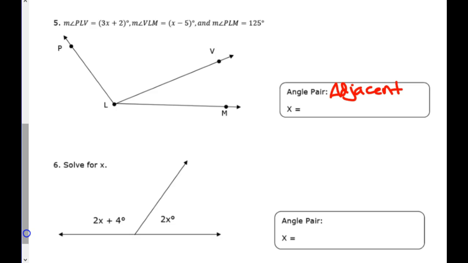So notice it says angle PLV. So notice from P to L to V, those 3 letters, those 3 points make my angle. So that's going to be this angle right here. Okay, I'm going to do 2 arcs for that one. It is labeled as 3x plus 2, so I'm going to label it as 3x plus 2.